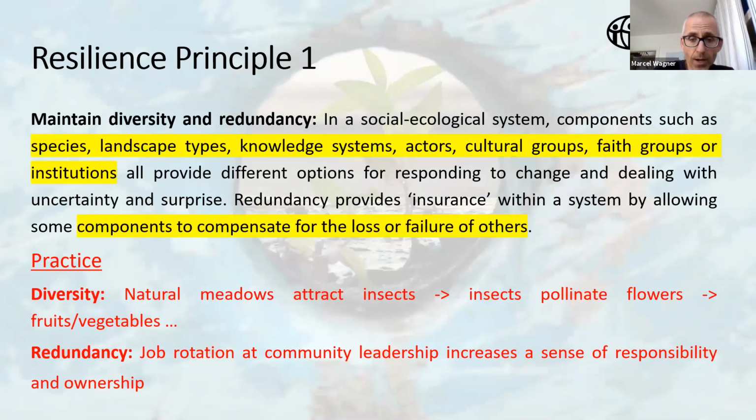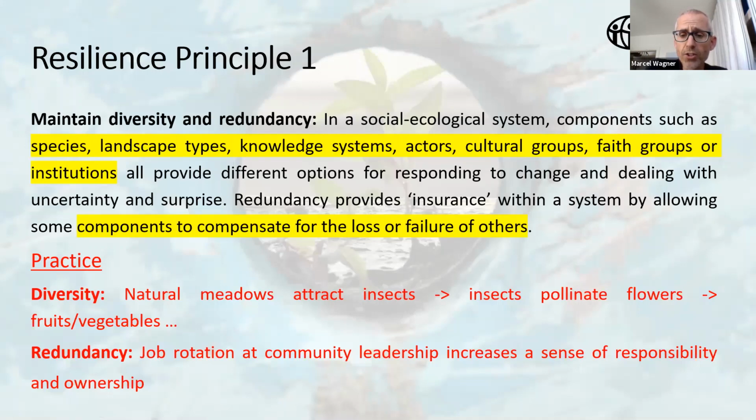Next one. So now we come to the 7 principles, which are also outlined in the policy. I will read you first in black the principle, and then outline these principles a little bit in more practical detail. So principle 1 is maintain diversity and redundancy. In a social ecological system, components such as species, landscape types, knowledge systems, actors, cultural groups, faith groups, or institutions all provide different options for responding to change and dealing with uncertainty and surprise.